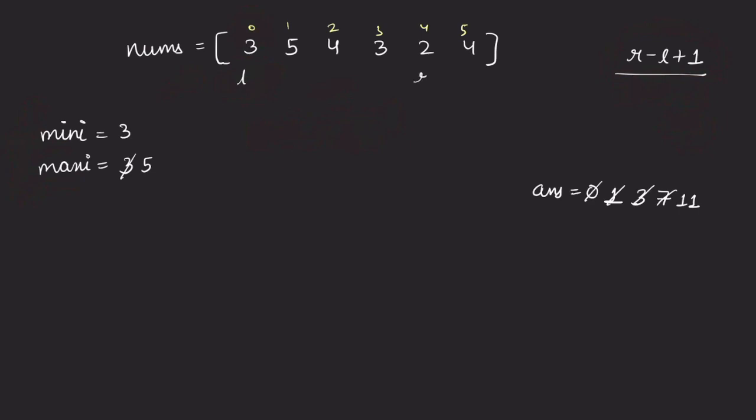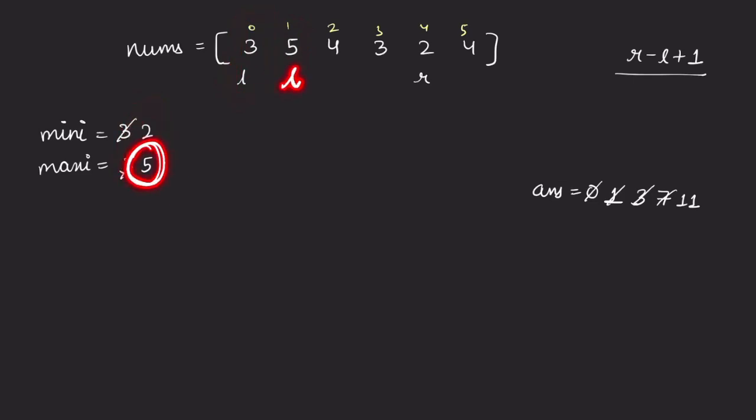Now we will move our R forward. Now our mini will be updated to 2 and 5 minus 2 will now become 3, which is not less than or equal to 2. Now at this point, we should shrink our window and move our L forward, right? Now, till when are you going to move your left forward? So you will see that when L is here, the difference is coming out greater than 2. So you will move your L here, right?